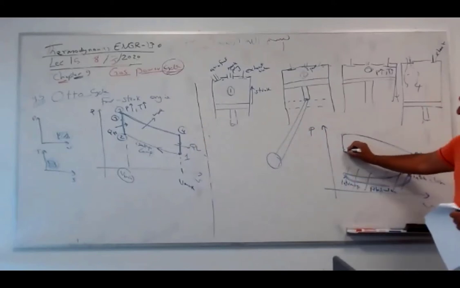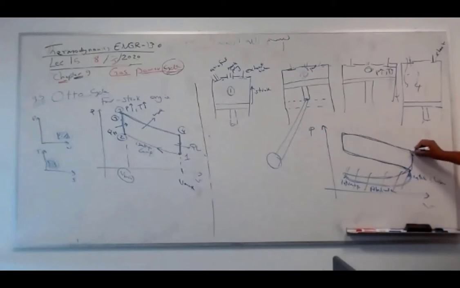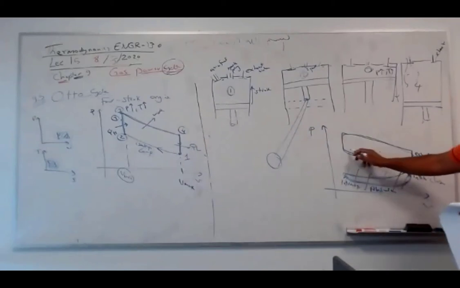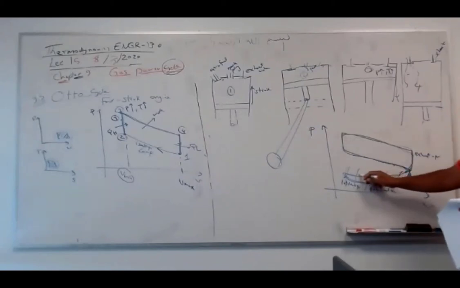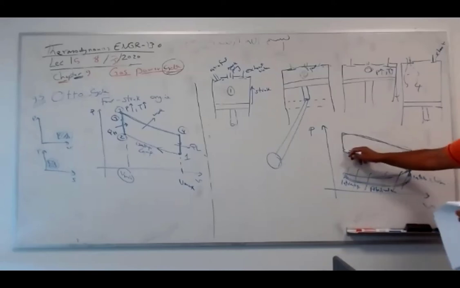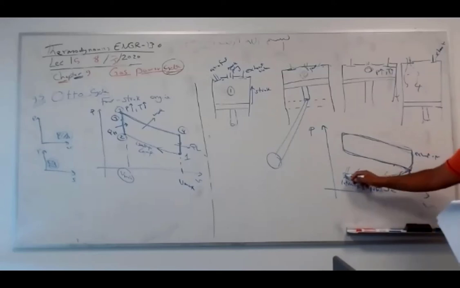So we have compression, isentropic compression, heat addition, power, exhaust or ejection. We assume this does not happen. This is happening in reality. So this is 1, 2, 3, 4 strokes. We add air, compress, burn, get power, exhaust. Add air, compression, burn, get power, exhaust.